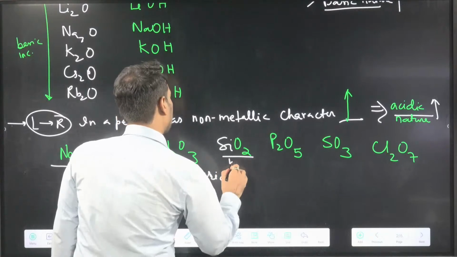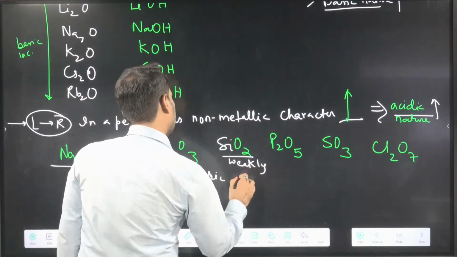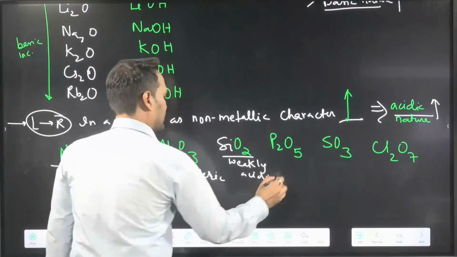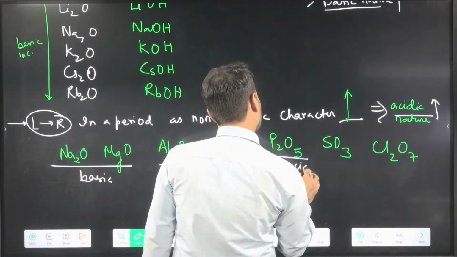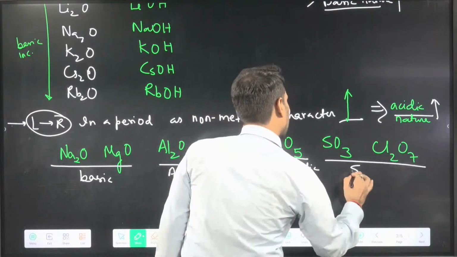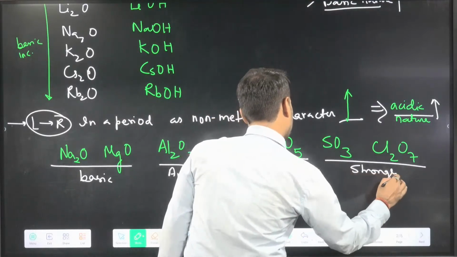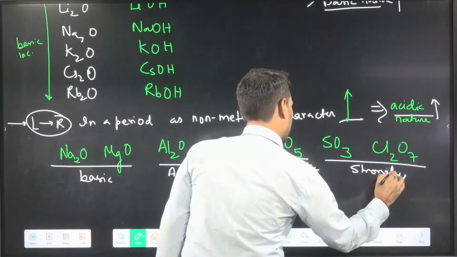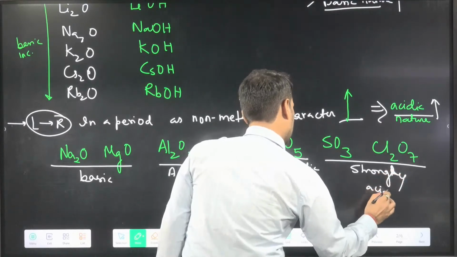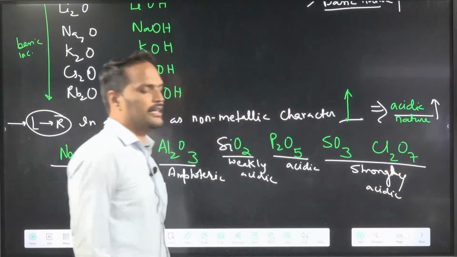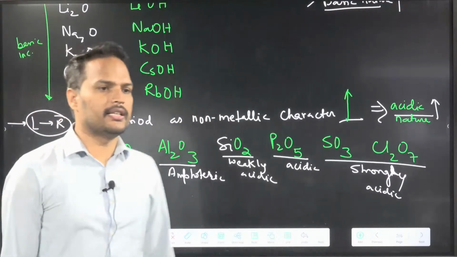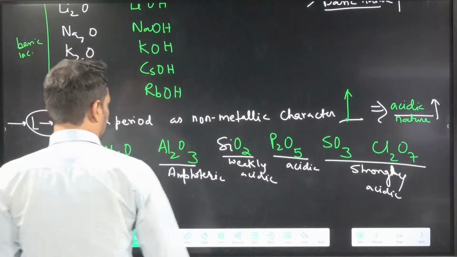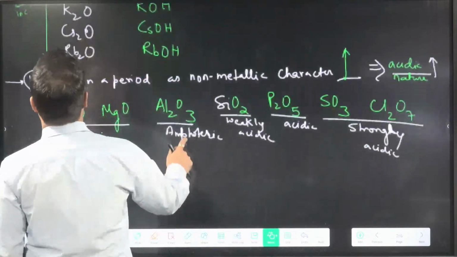They will say here weakly acidic. They will say here acidic. They will say here strongly acidic. Are you getting the point? As we move in a period, acidic nature is increasing. Is it clear? Very easy things we are studying today.